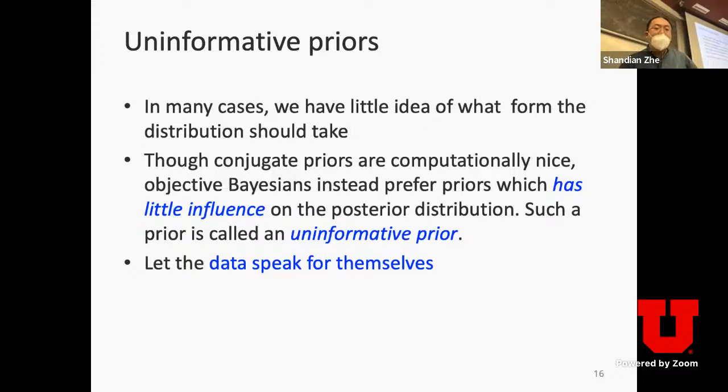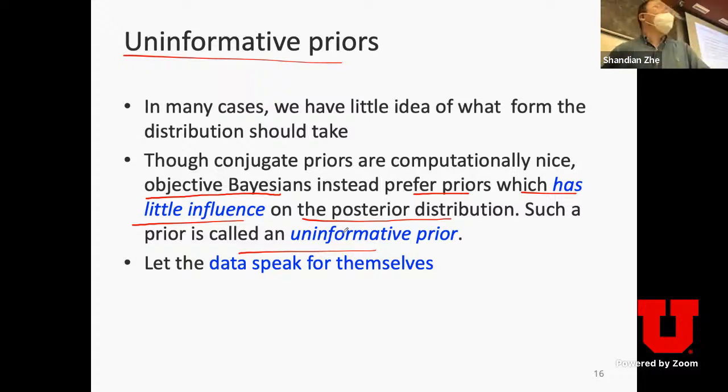Such a prior is called an uninformative prior, as the name suggests. Objective Bayesian, which is a sub-discipline in Bayesian research, prefers priors that have little influence on the posterior distributions. Such a prior is called an uninformative prior. In other words, they want to maximize the effect of the data. They want to let the data speak for themselves. They want the prior to import as little information as possible.